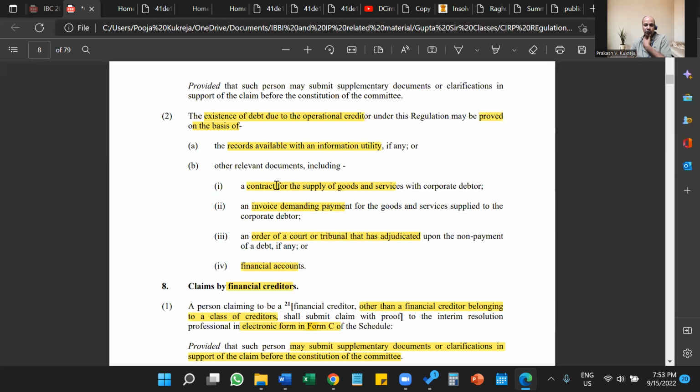Other than that, a contract for supply of goods and services, because it is an operational creditor. An invoice demanding payment, obviously, if it was pending, since the supplier of goods or services would always demand payment, right? An order of court or tribunal that has been executed upon the non-payment, if there is any specific case filed against the CD and there is a court order. Financial accounts. These can also be used as relevant documents.